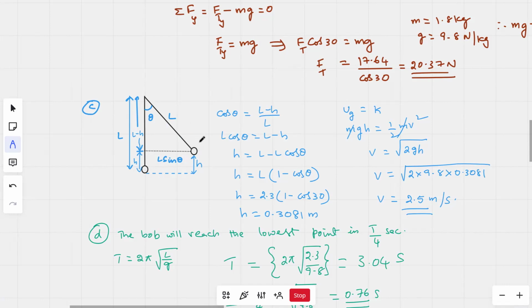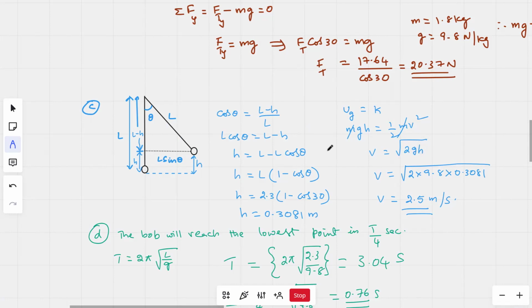The moment the string is cut at this position, the pendulum starts vibrating. And the moment the pendulum starts coming down, the gravitational potential energy gets converted into kinetic energy. Now, we know gravitational potential energy is equal to mgh. Here, Ug is equal to K. So, mgh is equal to half mv square. Therefore, v is equal to root 2gh. We know g value, but we don't know the h value. So, we have to find out h value.